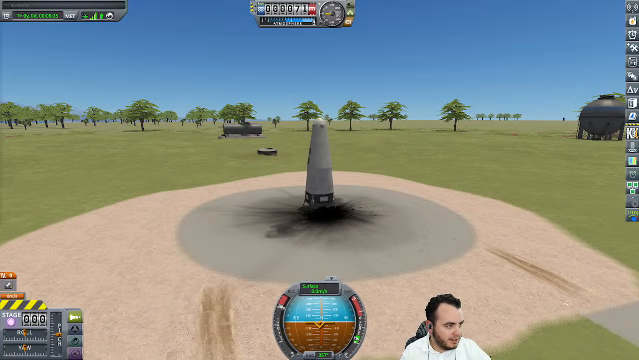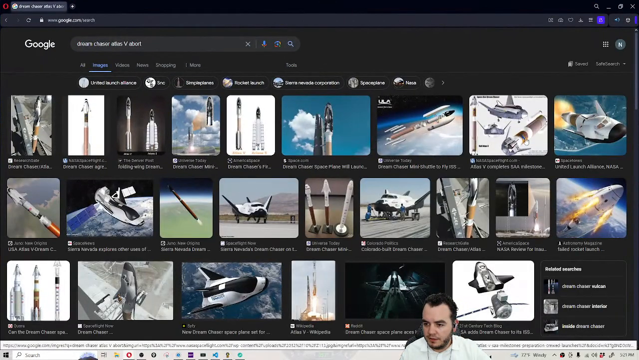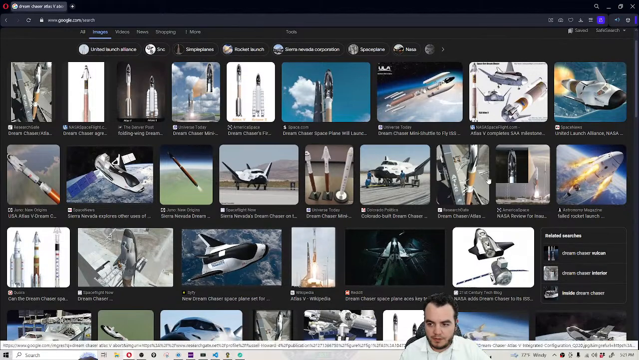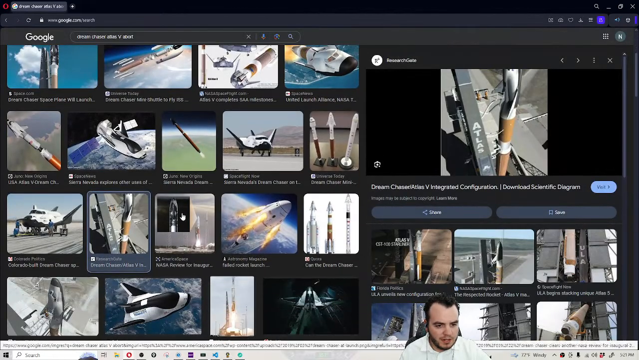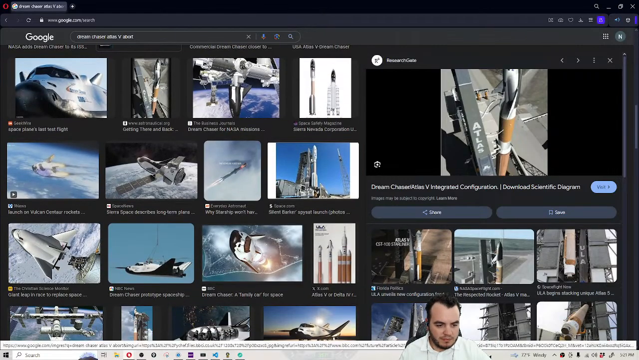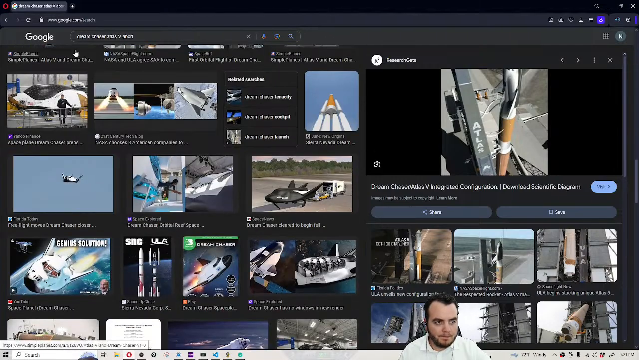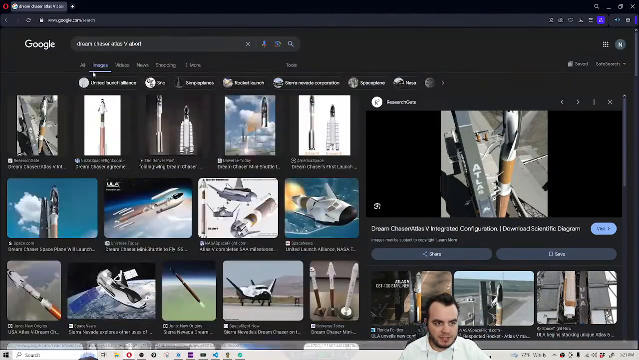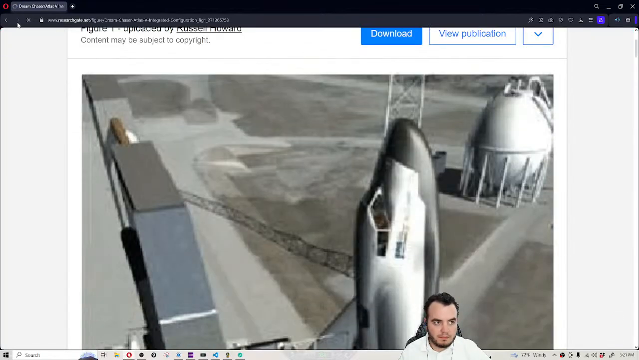See if I can find it. There's actually a really cool... oh yeah, there you go. Here's the actual render of it on the Atlas 5, but there was a paper that looked at how it would perform in an abort scenario with different launch escape system configurations. It's actually a really cool paper. These are just images though. Let's see here. Integrated configuration. Yeah, no, not that one.